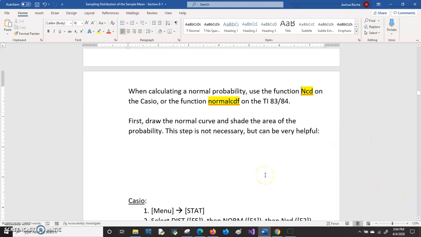I'll start off by drawing out the curve. So 120 is still the mean, and 133 is somewhere above it, so it's up here. And we want to find the probability of a sample mean of 133 or more. So 133 is our lower bound this time, and our upper bound, the right boundary, is infinity. It goes forever towards infinity.